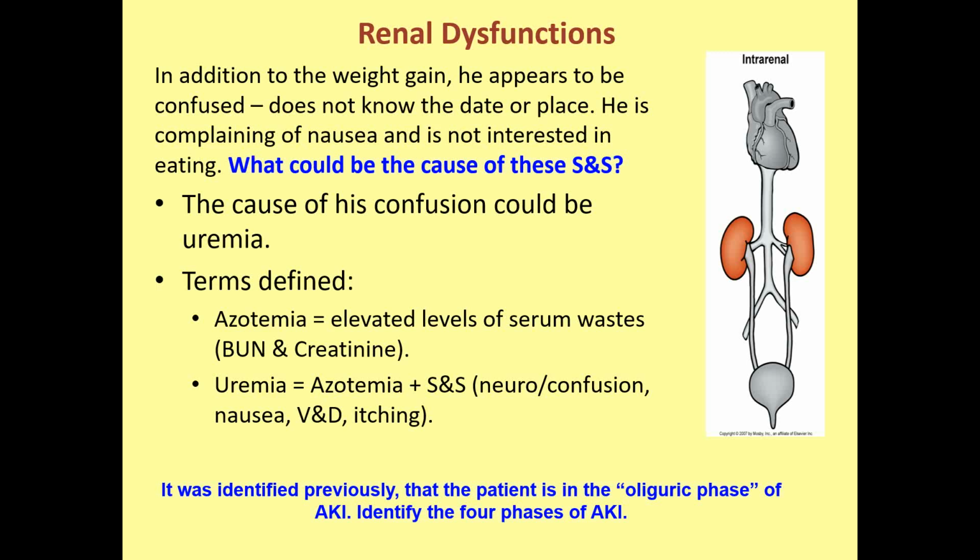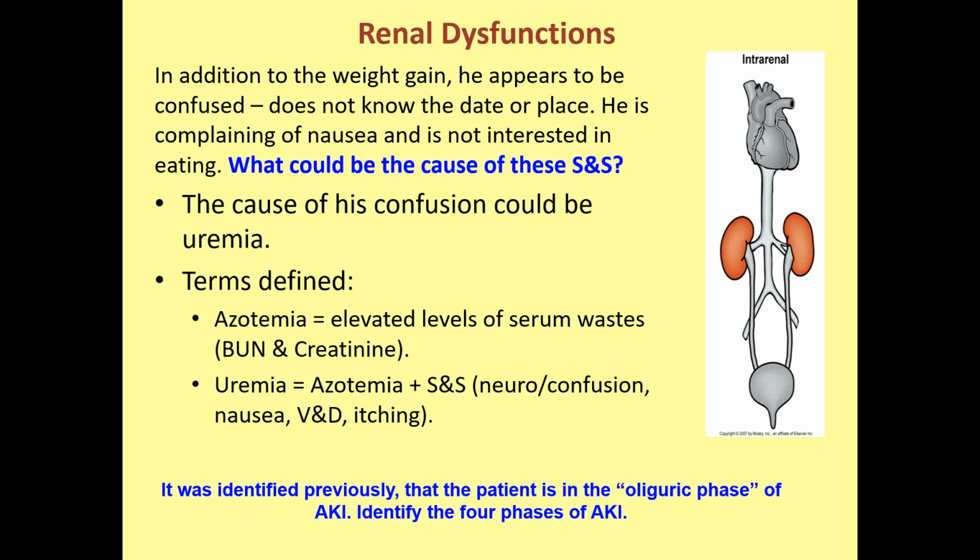And then a lot of times you'll hear physicians say, well, the patient's uremic. And what that means is that the patient has elevated wastes, BUN and creatinine, and they have signs and symptoms. In other words, people can have elevated BUN and creatinine and it doesn't adversely affect them. But the reason why I say BUN and creatinine are waste is because they're harmful to the body.